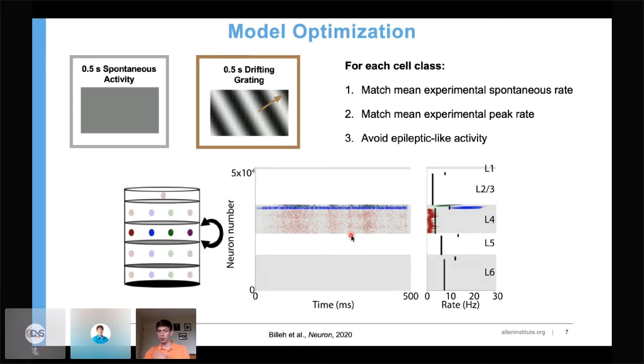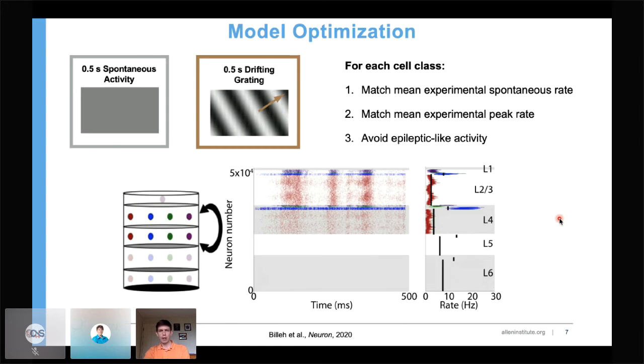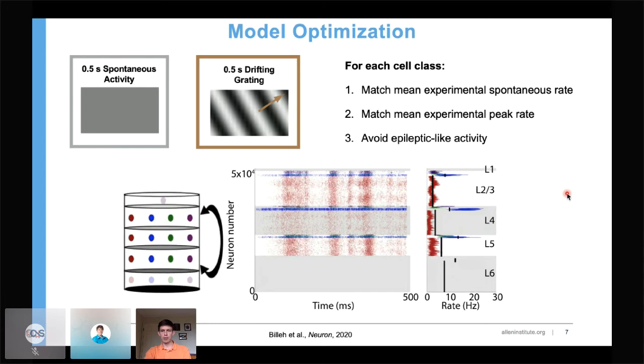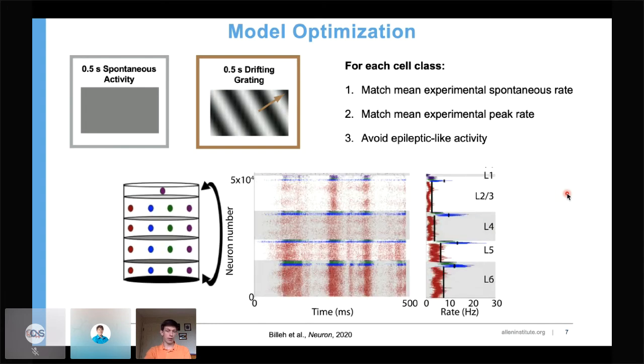So we first optimize the weights within layer 4, and we try to match these peak firing rates that I mentioned here, shown in black. Once layer 4 is set, we add layer 2, 3. It turns out that after that, we don't have to touch layer 4 too much. We still have to tweak it a little bit, but not within too large of a range. So we can concentrate on layer 2, 3 and connections between layer 2, 3 and layer 4. Once that is set, we go to layer 5, layer 6, eventually layer 1.